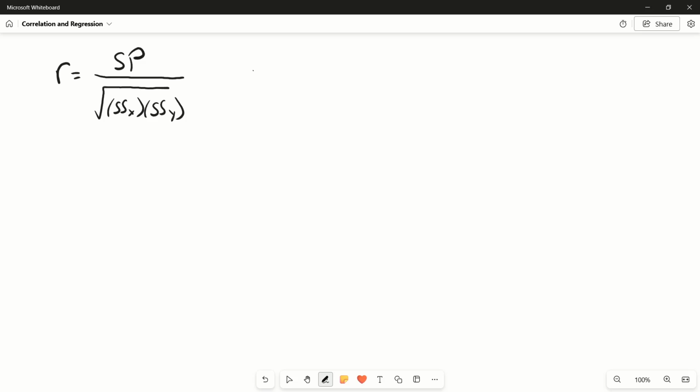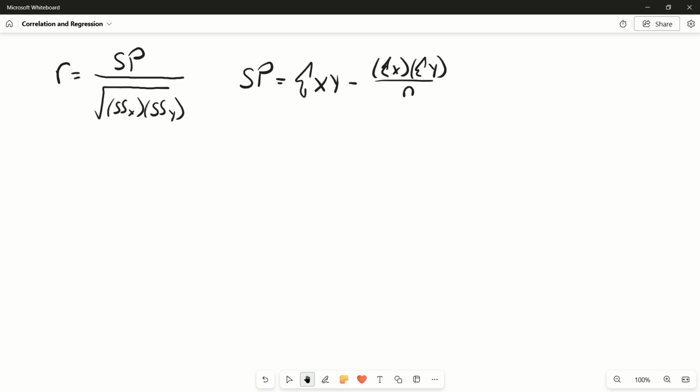If we want SP, well, I told you about the sum of the cross products. SP technically equals the sum of XY minus the sum of X times the sum of Y over N, the number of pairs of scores. So we're going to use these formulas to calculate Pearson R.